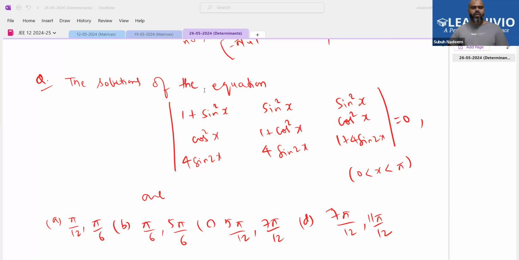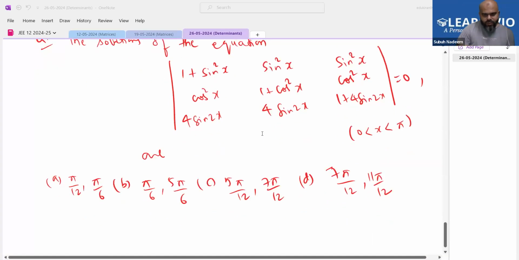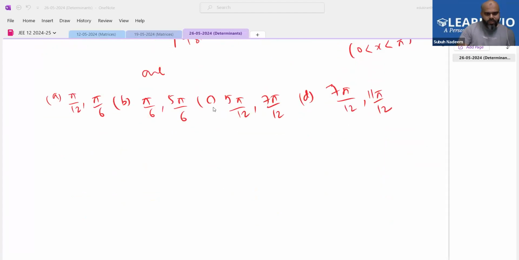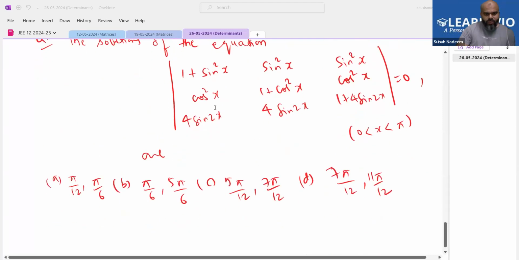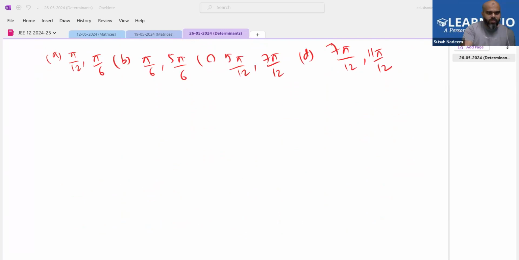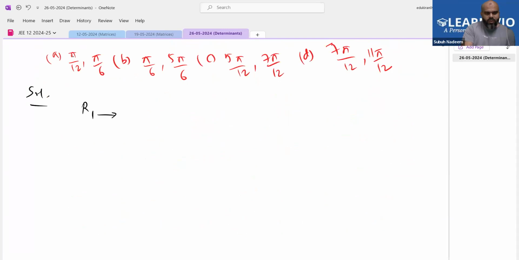So should we discuss, or have you got the answer? No, sir. Okay, so let us discuss. What you can do first is a row operation. Since it is given like this, we take row 1 as row 1 plus row 2.